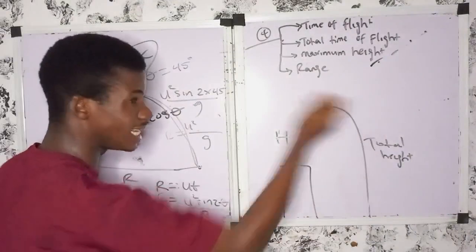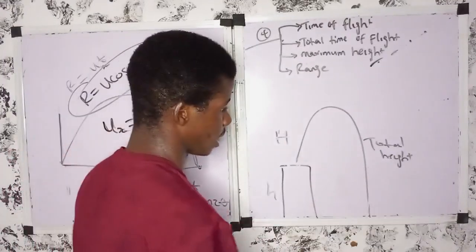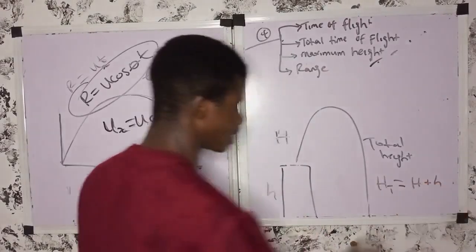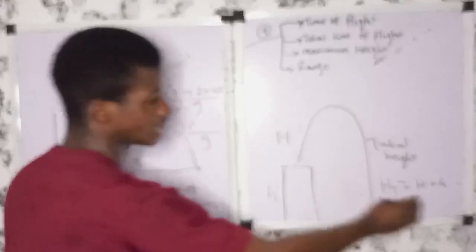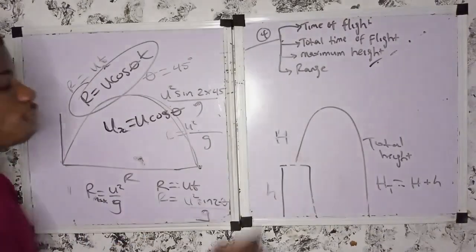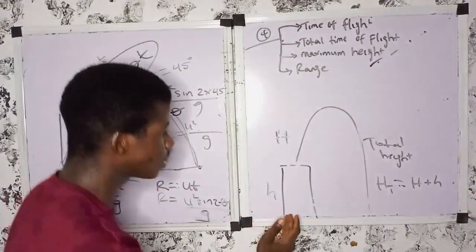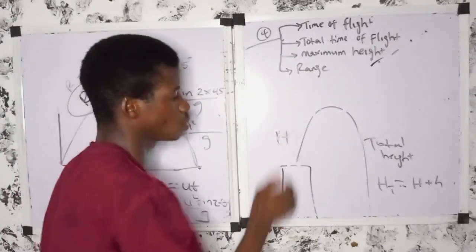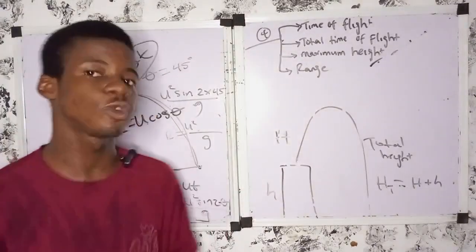Remember, from here to here is the same thing as from here to here, right? So the total height, Ht, will be equal to H plus small letter h, where small letter h is the height of the tower, and big letter H is the height above the tower. So if you add these two, you will get this. The distance from here to here is the same as the distance from here to here. So when you add these two, you get this. So that is all. Let's move to calculation.